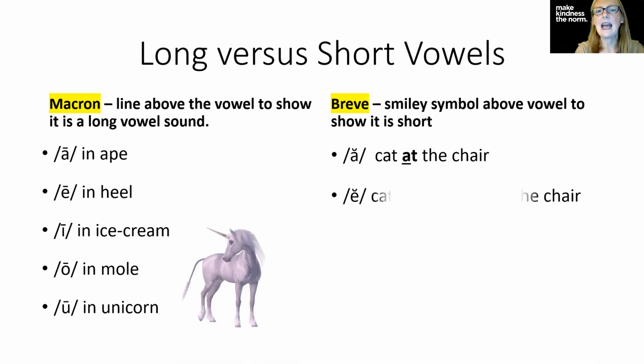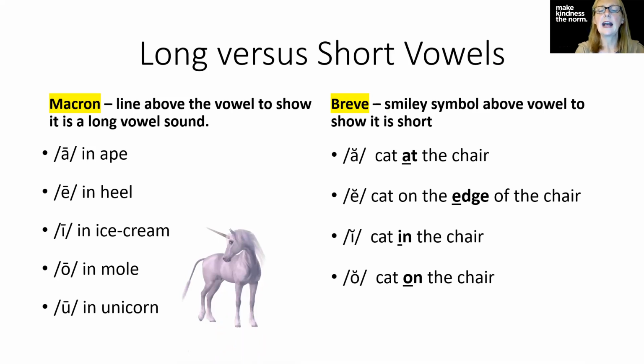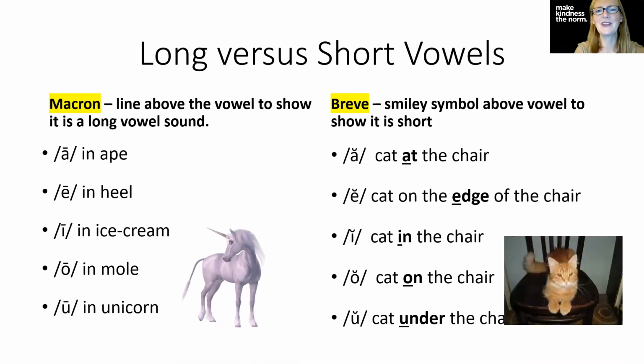A as in cat. A cat at the edge of the chair, a cat in the chair, a cat on the chair, and a cat under the chair.